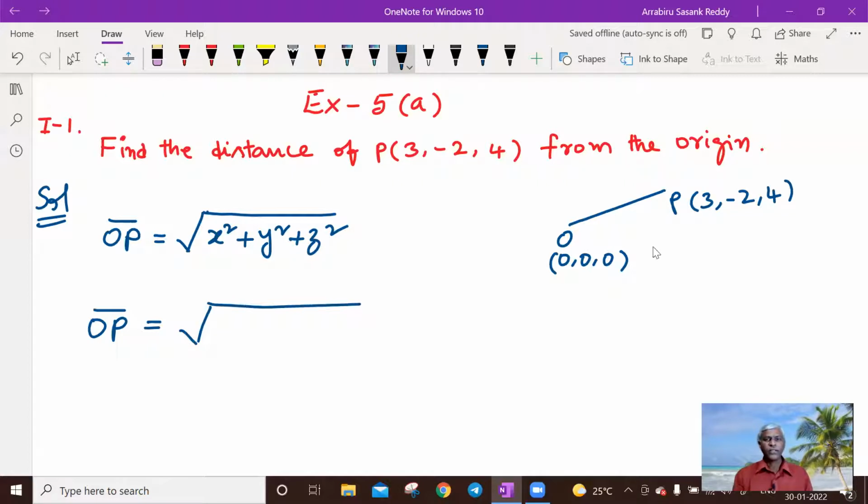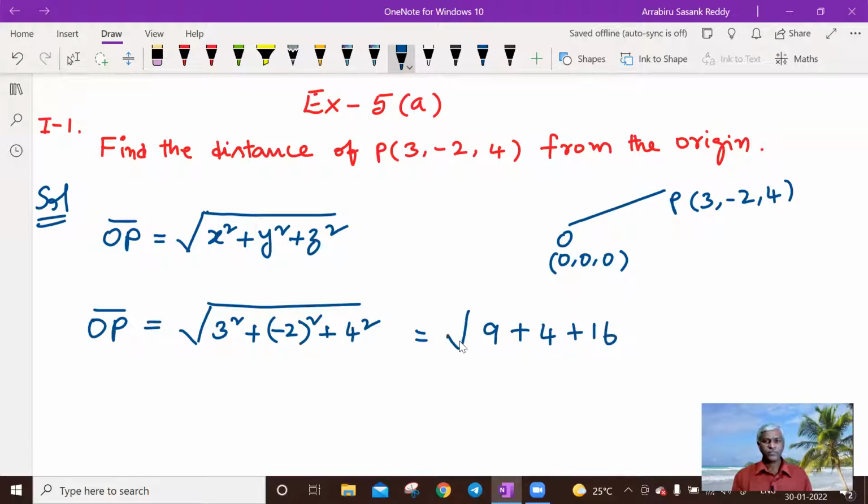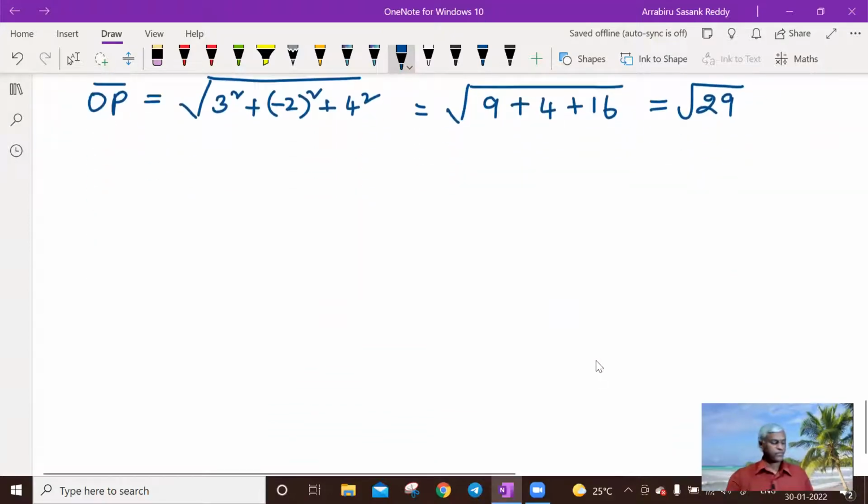Under root, here x coordinate is 3, 3 square, y coordinate minus 2 square, z coordinate is 4, 4 square. 3 square is 9, minus 2 square is 4, 4 square is 16. So 16 plus 4, 20 plus 9, 29 under root. So the distance between the origin and the point is under root 29.